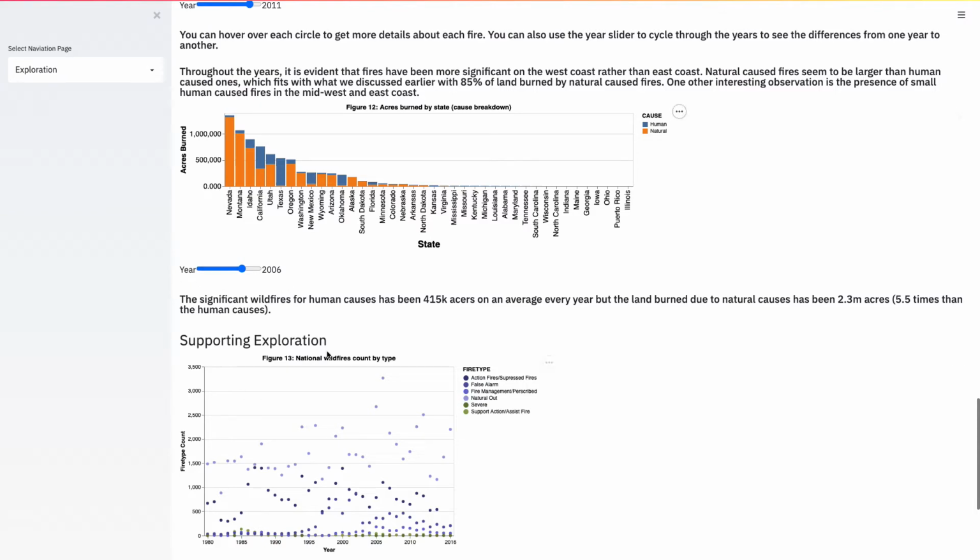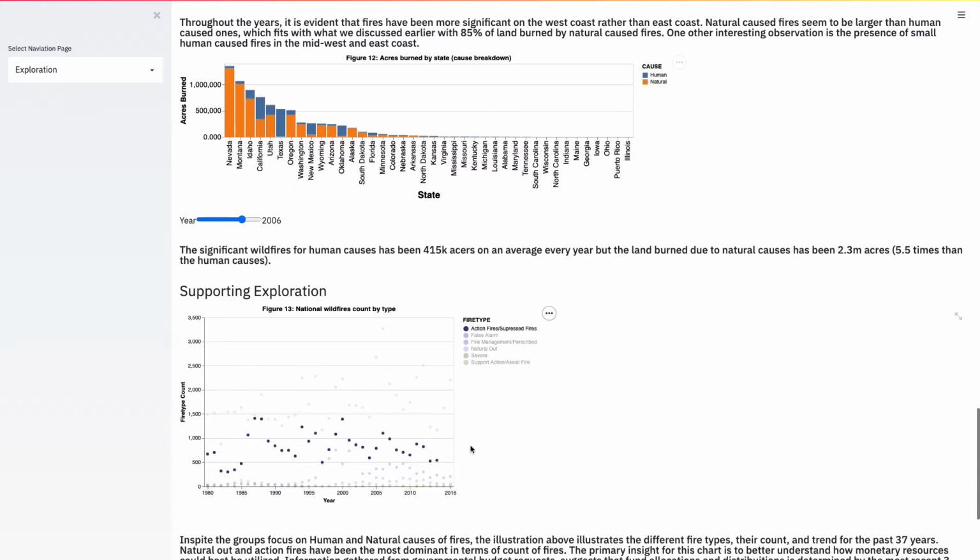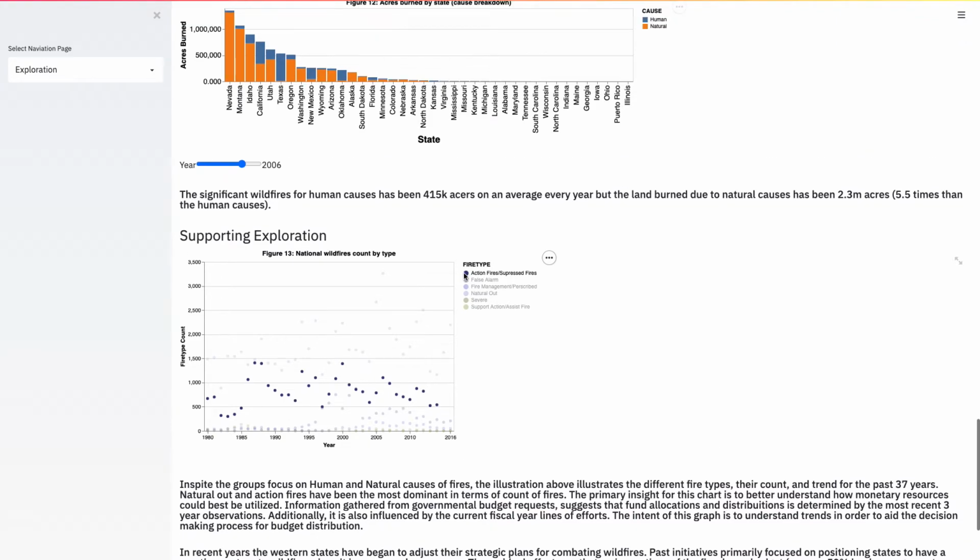Finally, in our supporting exploration and additional analysis, we looked into the fire type count and the year over time, where our legend displays the fire type, whether it's a false alarm, whether it's severe, and you're able to select a specific type to see the trend over time. So here with severe, you don't have that many fires relative to the other types. And additional insight into further exploring the types of fires and their impact on the US.